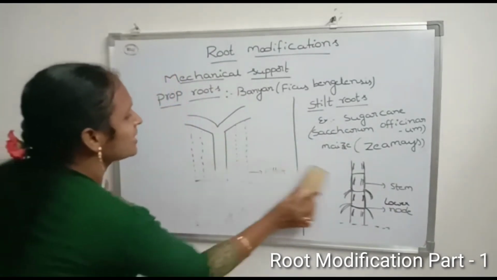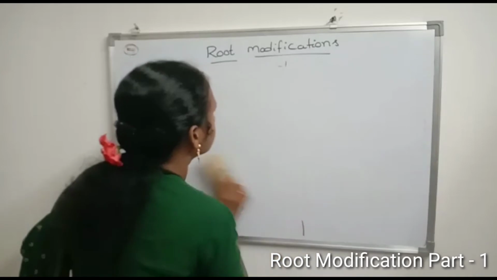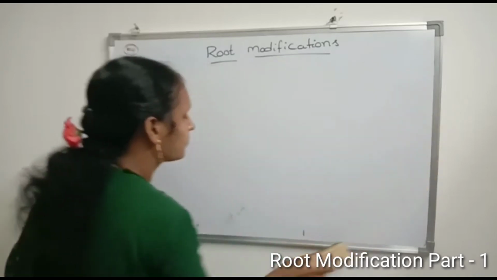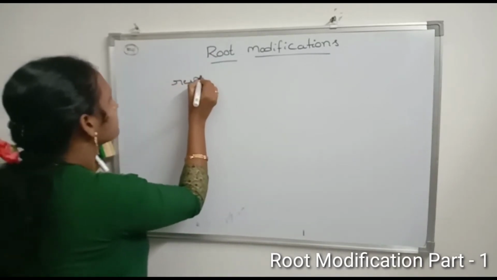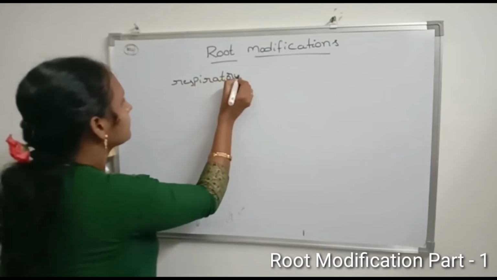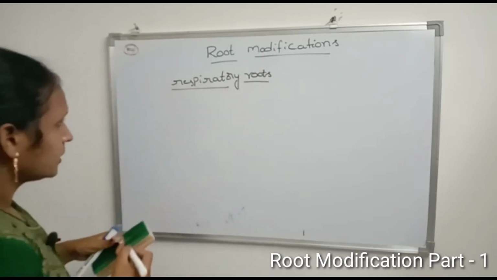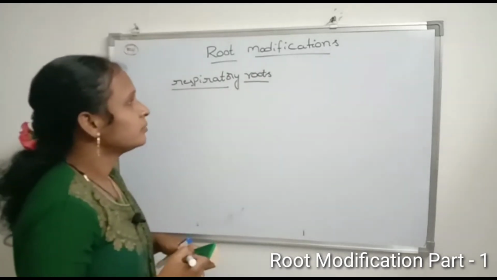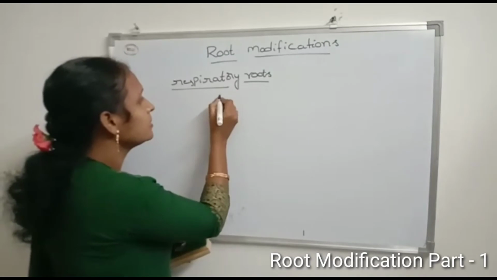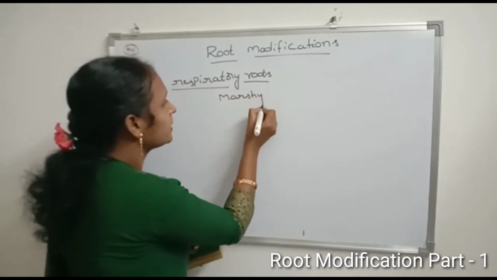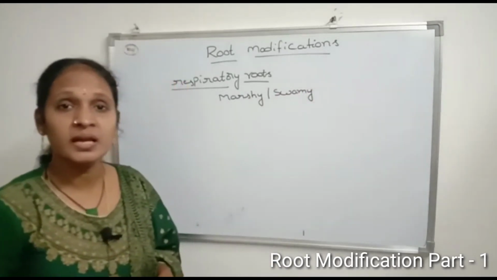Next, we will go to the respiratory roots. These types of roots are found in plants growing in marshy or swampy areas. What is the meaning of marshy and swampy areas? Marshy areas means water accumulating for a long time.